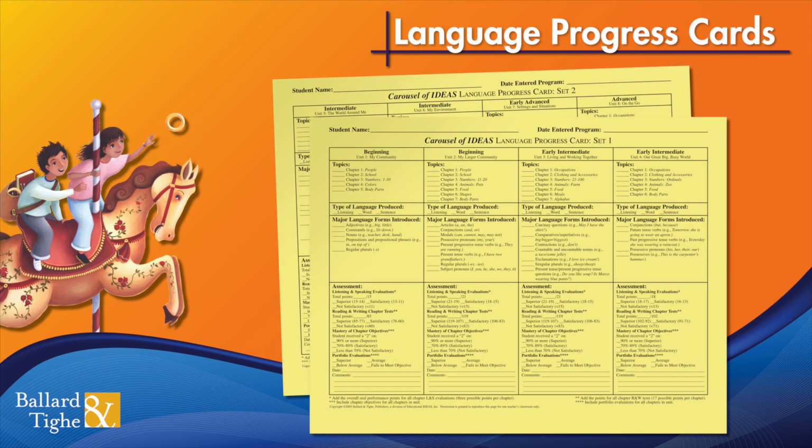The Language Progress card shows you the entire scope and sequence of the Carousel program. This card is used to keep track of individual student progress. One side is for Set 1, and if you flip it over, the other side is for Set 2.